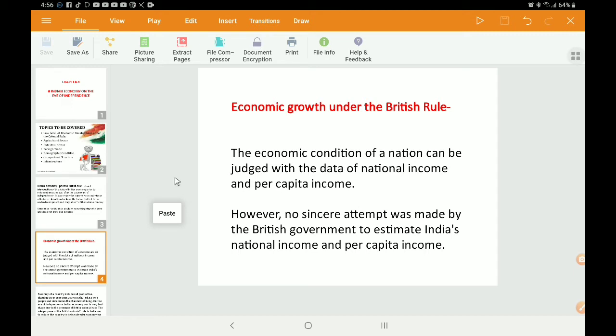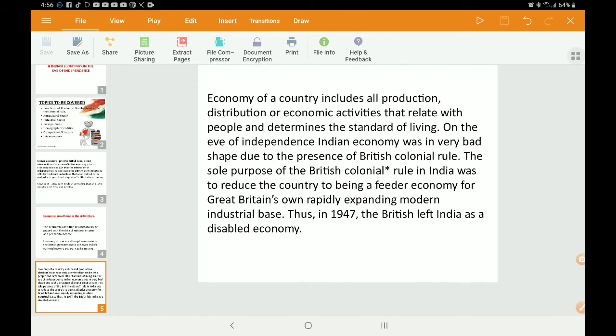However, some individuals such as Dadabhai Naoroji, William Digby, V.K.R.V. Rao made some attempts to study the level of growth during the colonial period. But most of the studies did find that there was a low level of economic growth during the colonial period.